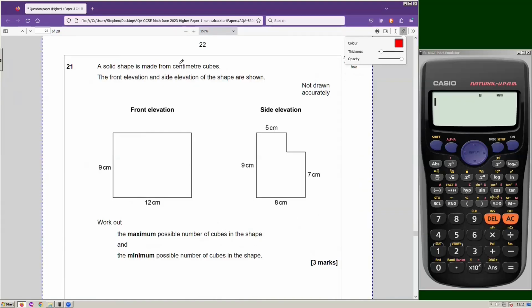A solid shape is made from centimeter cubes. The front elevation and side elevation of the shape are shown. There they are. Work out the maximum possible number of cubes in the shape and the minimum possible number of cubes in the shape. Well, the maximum is going to be this cross-sectional area of the front going all the way over this length here.